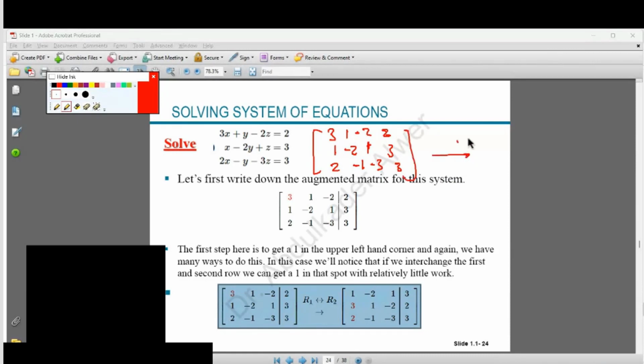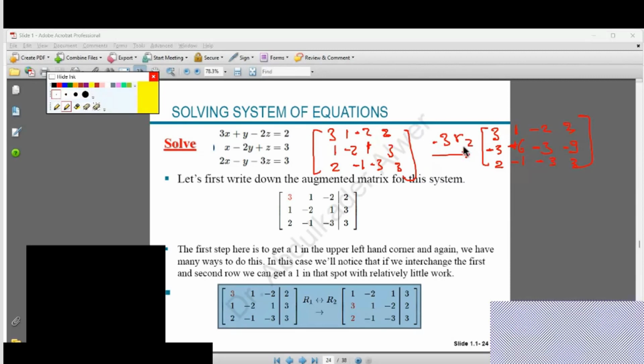Now, R2, R2. Okay, it's not clear. R2 with 3 minus, so it is 3, 1, minus 2, 2, minus 3, positive 6, minus 3 with 3, it's minus 3, minus 3 with 3, it is minus 9, no change in 3. Is it clear?